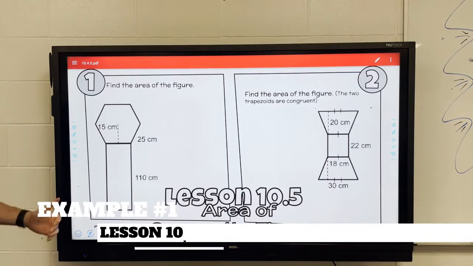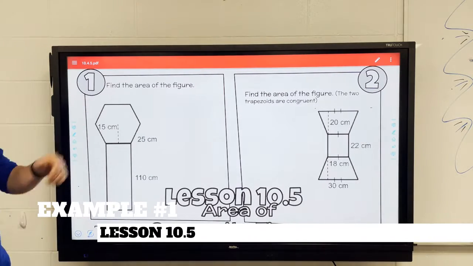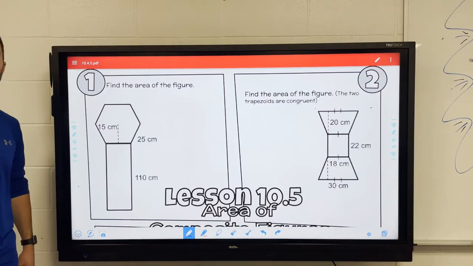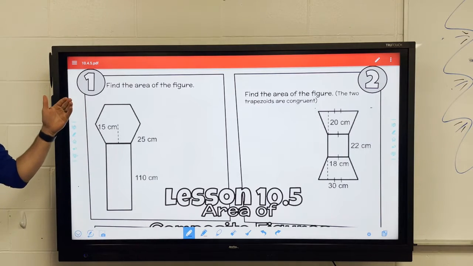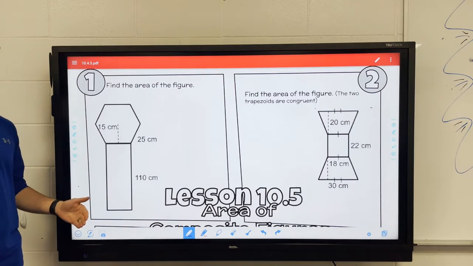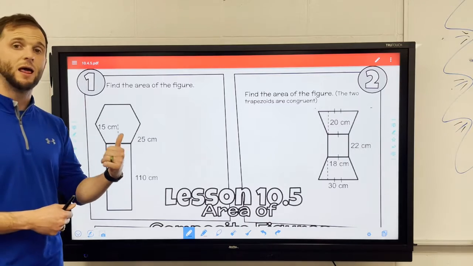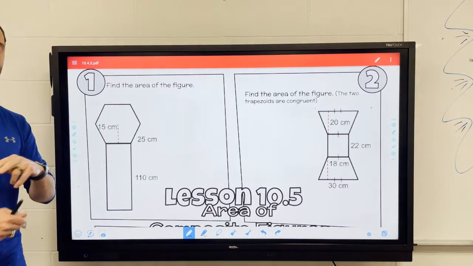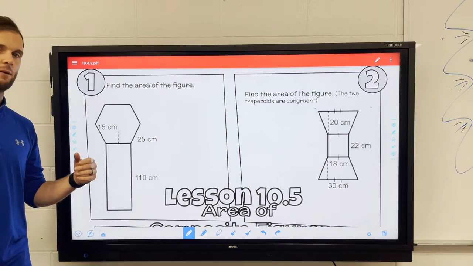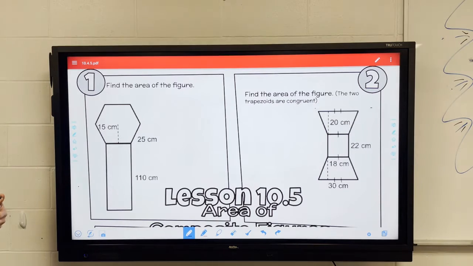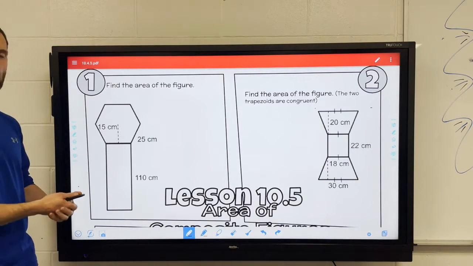Okay, so let's go ahead and look at our first example. It says we need to find the area of the figure here. This is made up of two different shapes. Whenever I'm solving these types of problems, I like to figure out how many different shapes I have, write it out to make a game plan, and then write the formula out and solve for my problem.